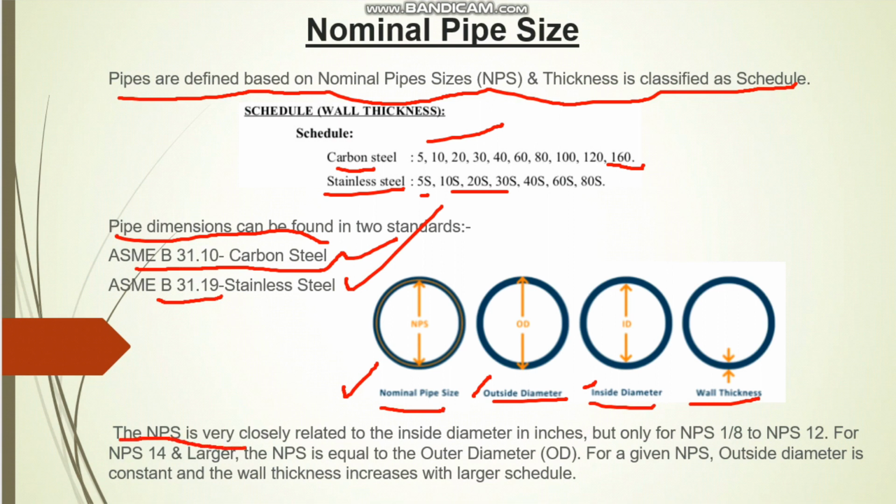The NPS is very closely related to the inside diameter, but it is not exactly the inside diameter, for NPS from 1/2 inch to 12 inch. When we go to 14 inch and larger, NPS is equal to the outer diameter. So till 12 inches, NPS is not equal to the inner diameter or the outer diameter, but it is closely related to the inner diameter. But when the size goes to 14 inch and higher, the NPS is equal to the outer diameter. You can see one example, so it will be clear for you.